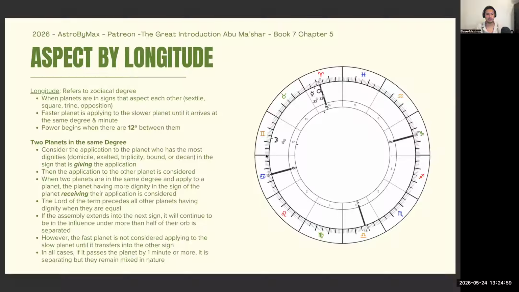And yes, as I was concerned. And then when two planets are in the same degree and apply to a planet, the planet having more dignity in the sign of the planet receiving their application is considered. So if two planets are in the same degree and they are applying to a planet, so this is two applying planets, they go to one planet.